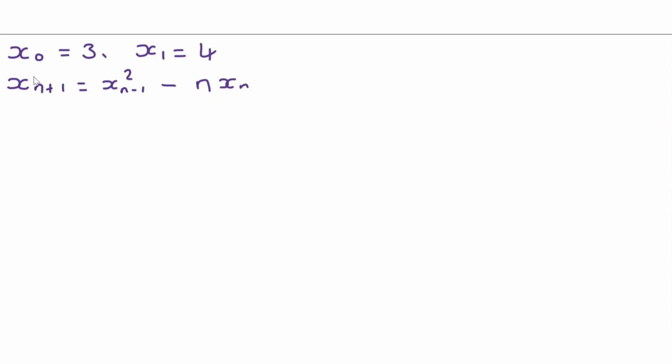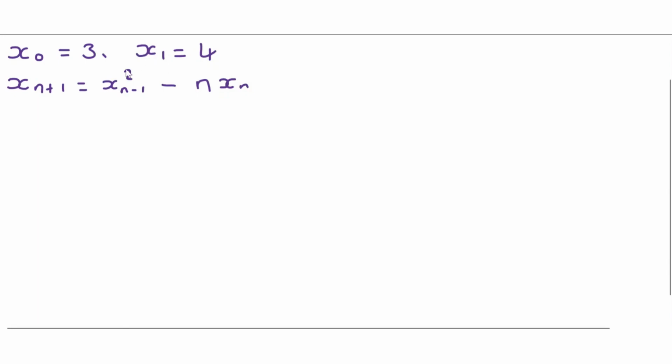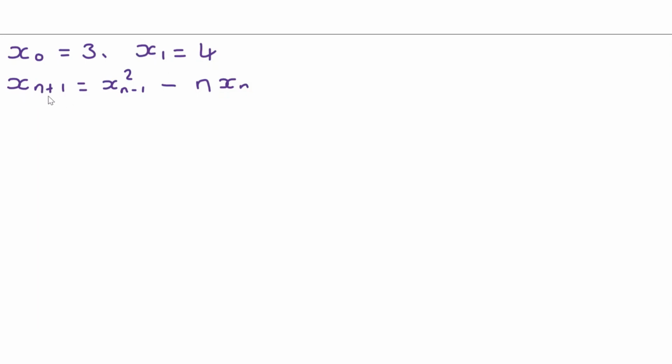The way we're going to go about this is, I'll find x2 and see if that follows some sort of pattern similar to these first two terms. So x2 would be given by x0 squared minus 1 times x1, because we're setting 2 as n plus 1, so n is 1 and n minus 1 is 0. If we plug that in, we get that x2 is equal to 5. If you follow a similar procedure to find x3, you notice that x3 is equal to 6.